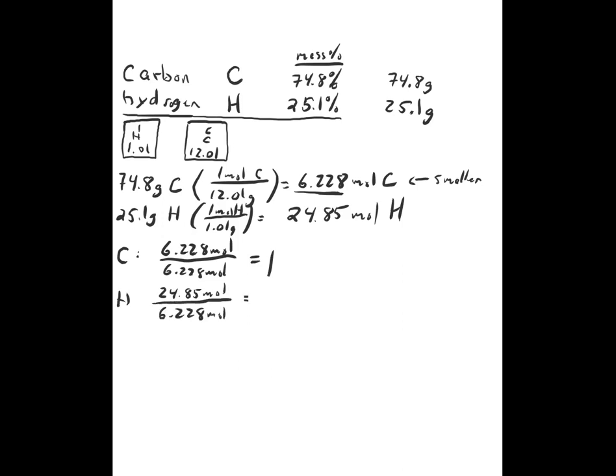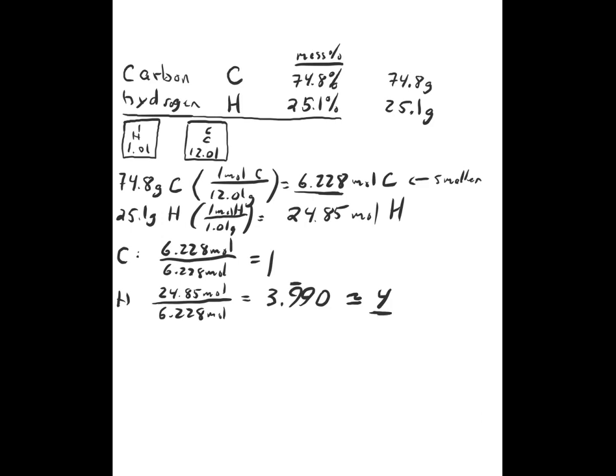And now you're going to get a number that's actually pretty close to a whole number. Let's take a look at it. 24.85 divided by 6.228, and you get 3.990. If you are really, really close to a whole number, you round it to the whole number. Okay. So 3.99, if you were to round that to 2 sig figs, you would get 4.0. 4.0 is essentially a whole number. So there's our answer there.